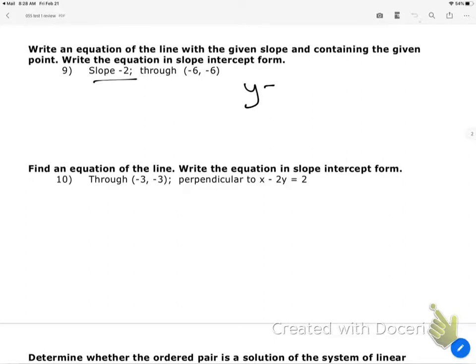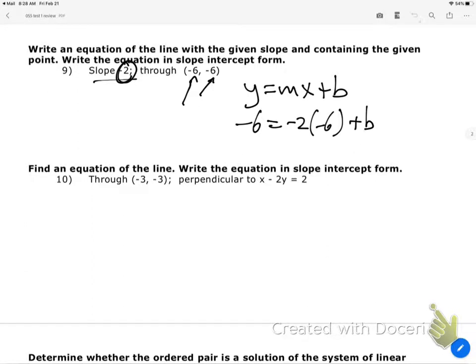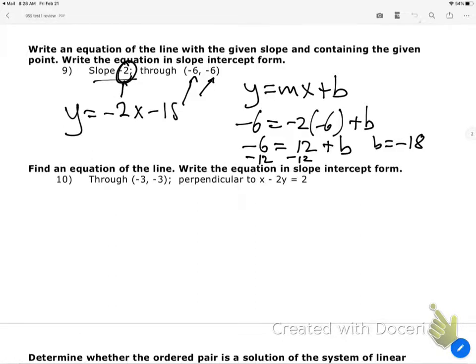So again, if you like to use y equals mx plus b, we're going to say, okay, the y is -6. The slope is -2. The x also happens to be -6 plus b, okay? So that is -6 equals 12. What's that? Is that 2 times 6? -2 times 6 is +12 plus b. Take away 12, take away 12, that will give me -18. So b equals -18. So the final answer is y equals -2x. Again, remember, that's the slope, minus 18.